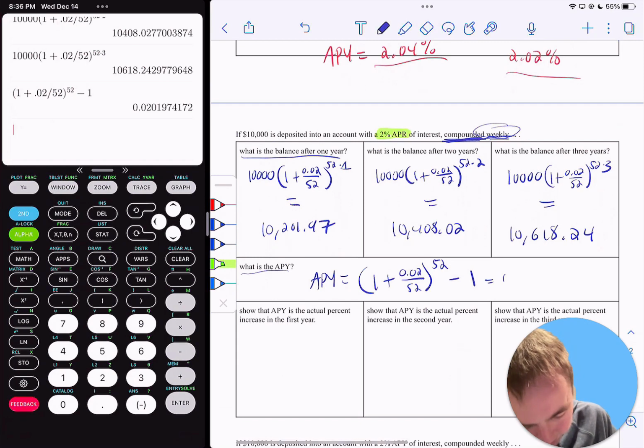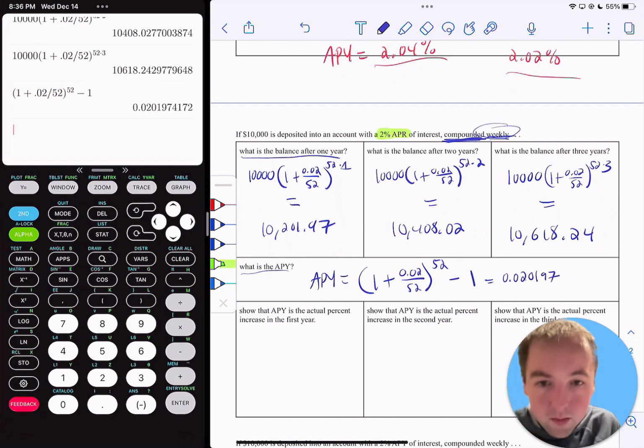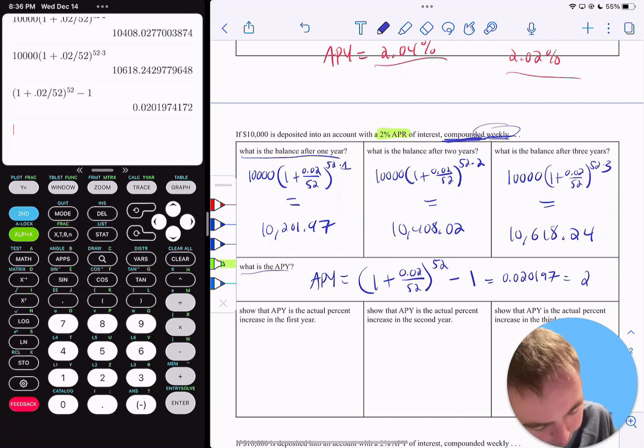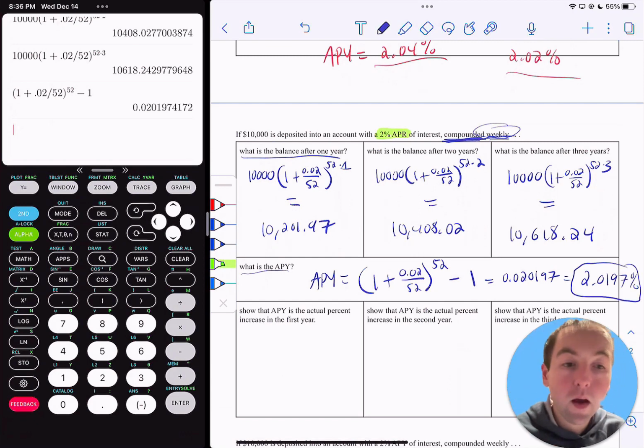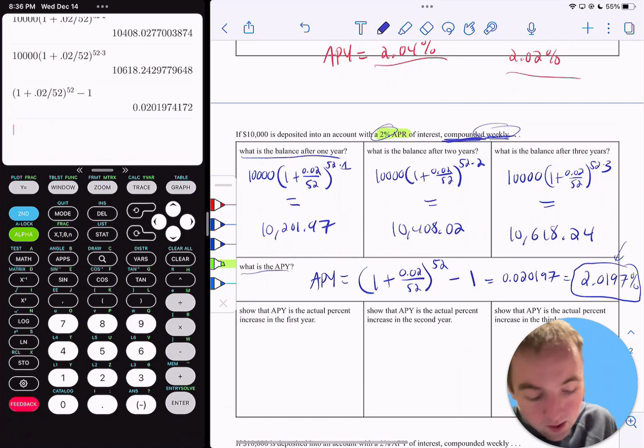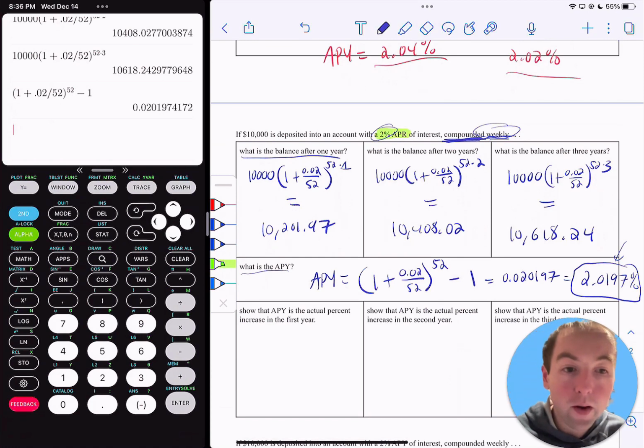And the calculator tells us 0.020197. Just kind of round it off there. Which then, if I move the decimal point over a couple places, it's 2.0197 percent, right? So this right here is the actual annual percentage increase, right? So it's not 2%, it actually goes up by 2.0197%, okay?